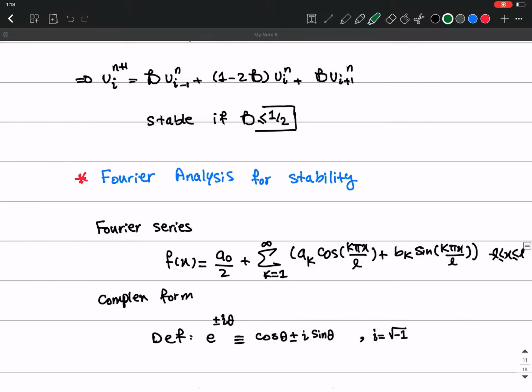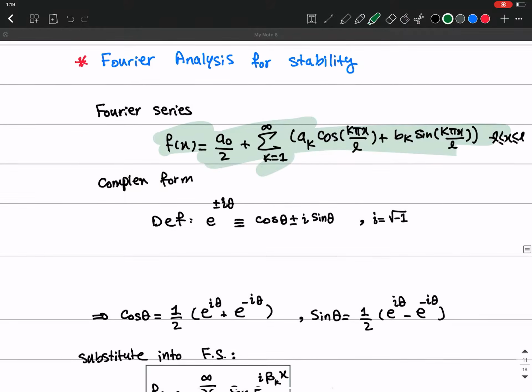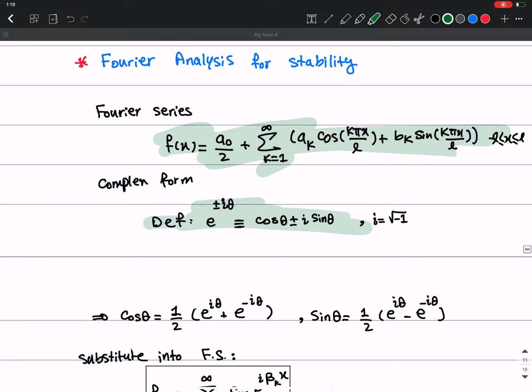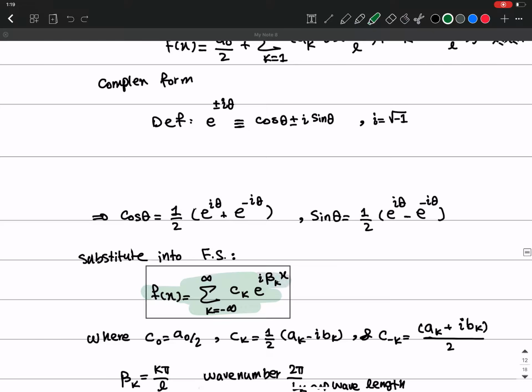So this was just a brief overview for you to be familiar with this analysis, and if you're interested in that, you can take a more detailed look. We started with this Fourier analysis for stability, where we showed that we can represent any function based on a Fourier series, and in the complex form we define e to the i theta as cosine theta plus i sine theta. This can become something like c_k e to the power i beta_k x, right?